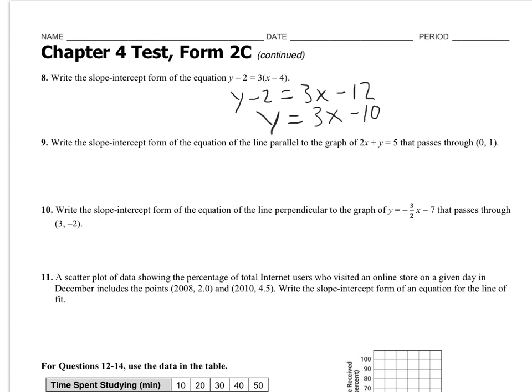Okay, number 9. Slope-intercept form of a line parallel to the graph of this one. Well, to get a parallel line, I need equal slope. I don't even know the slope of that line, so we better solve for y. So if I subtract 2x to the other side, y is equal to negative 2x plus 5. Well, there's my slope then. I know that my slope of my line has to have that. And I need that coordinate 0, 1, which is nice.